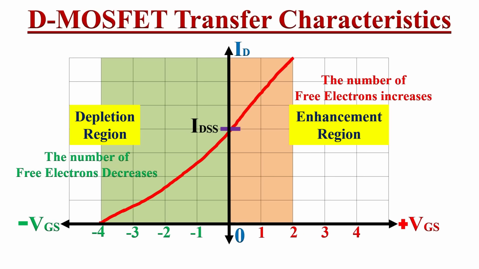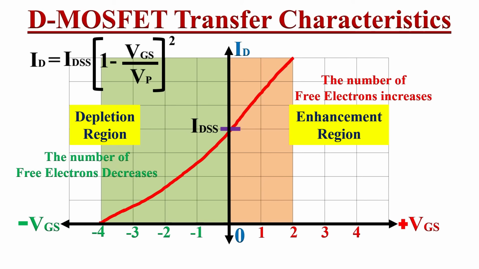The relationship between the output current ID and input voltage VGS can be expressed by the expression: drain current ID equals IDSS times (1 minus VGS divided by VP) whole squared. So using this expression, we can find the drain current ID for the different values of VGS.